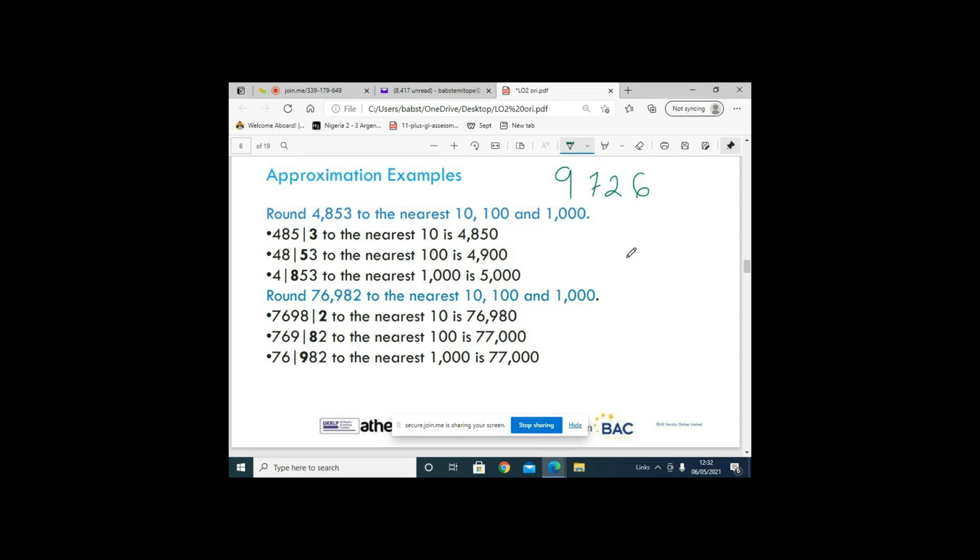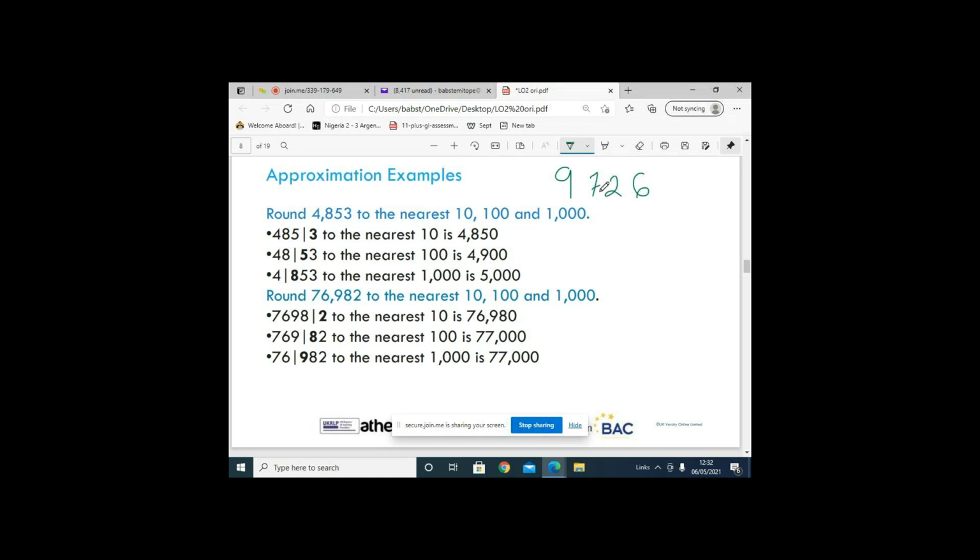No, it's less, so it's going to be 600. Yes. So, for example, to the nearest 10, you say it's going to be 9730. So the nearest 100, what is it? Nearest 100. Yeah. It's 800.